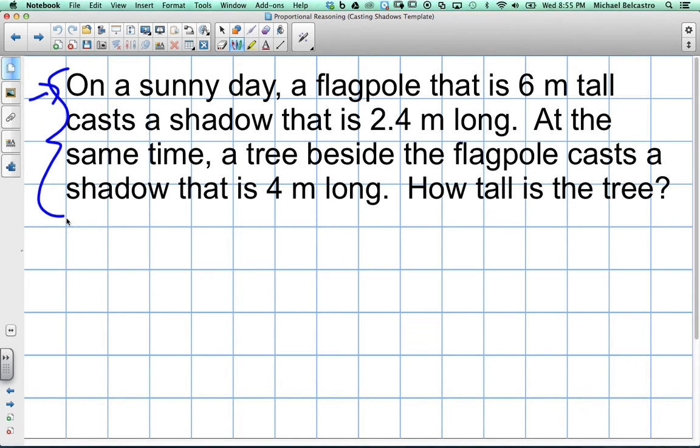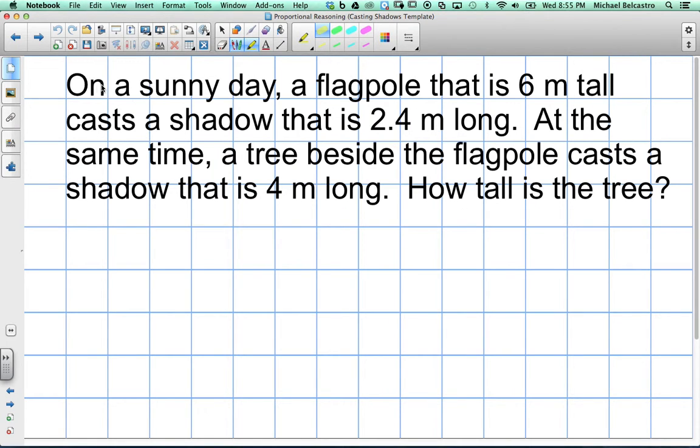Let's look at our inquiry-based question. Whenever we have a word problem, it's good to read through it once, then read through it a second time and highlight what's important. On a sunny day, a flagpole that is 6 meters tall casts a shadow that is 2.4 meters long. At the same time, a tree beside the flagpole casts a shadow that is 4 meters long. How tall is the tree?